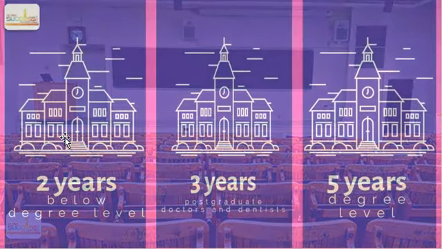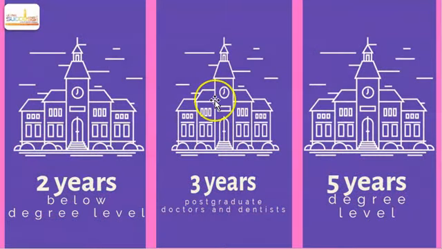The next one is the maximum period of study requirements. These rules apply only for those who are over the age of 18. You can study for a maximum of 2 years if you study at below degree level, and it's going to be 3 years for postgraduate doctors and dentists.